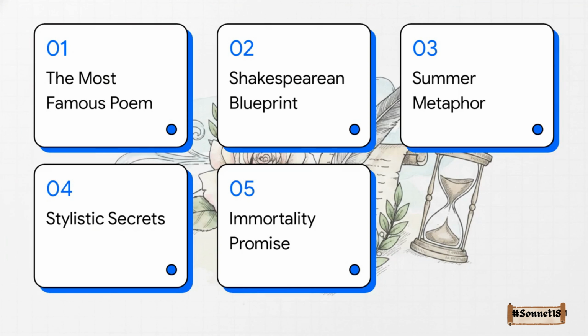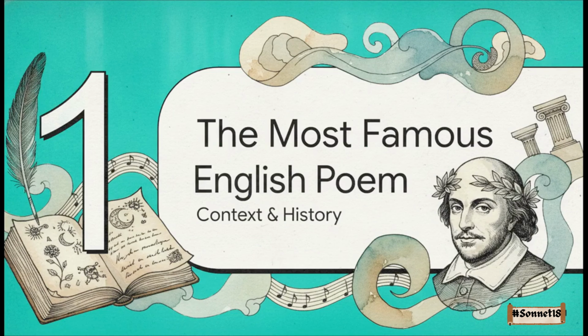Here's our roadmap for this explainer. First, the most famous English poem. Second, the Shakespearean blueprint. Third, deconstructing the summer metaphor. Fourth, the stylistic secrets. And finally, number 5, the promise of immortality. Let's kick things off with Section 1, the most famous English poem.